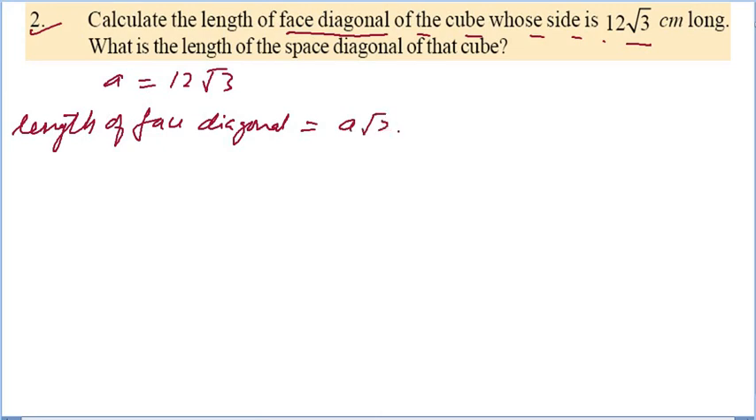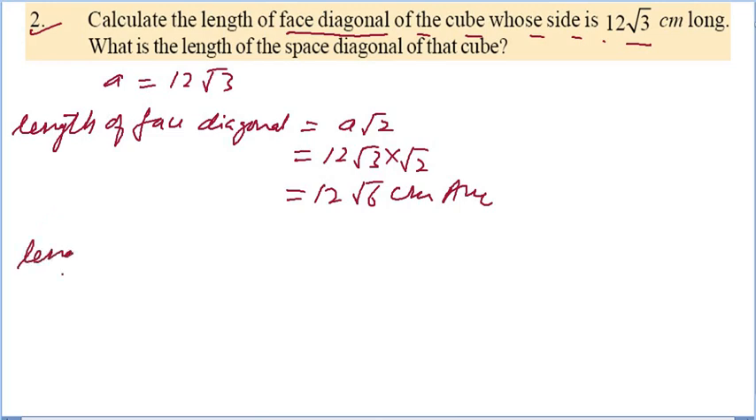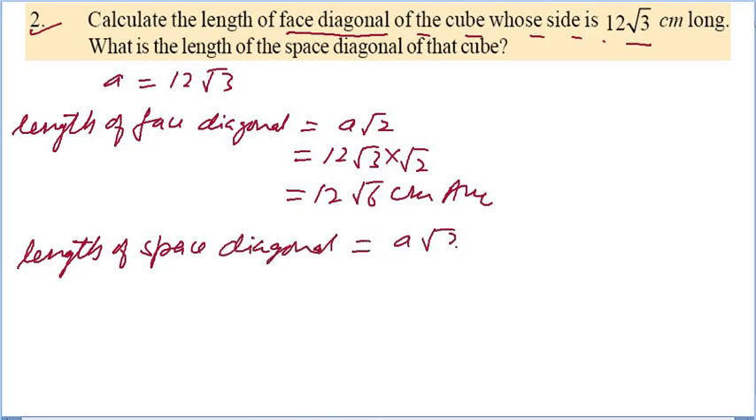That is A root 2. A is 12 root 3 and root 3 is also, so it becomes 12 under root of 6 centimeter. So that one is your first answer. Now come to the length of the space diagonal. Length of the space diagonal. That is A root of 3.